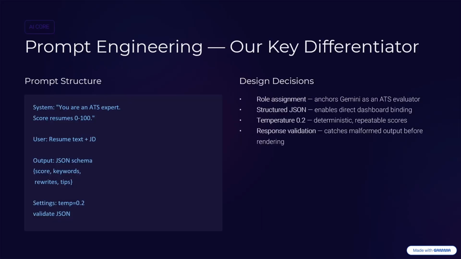And now comes the most interesting part, the AI core. I'm using Gemini 2.5 Flash, which has a free tier of 1 million tokens per day. That's enough for thousands of resume analyses. The prompt engineering is really the differentiator here. My system prompt tells Gemini, you are an ATS expert, score resume 0 to 100. This makes Gemini assume the role of an ATS expert and score the resume exactly.